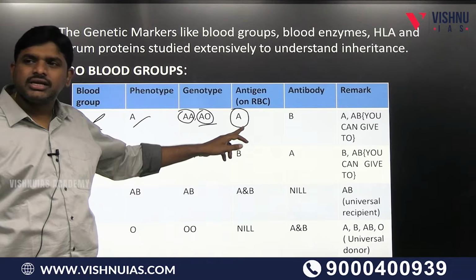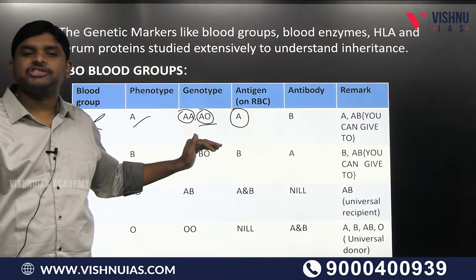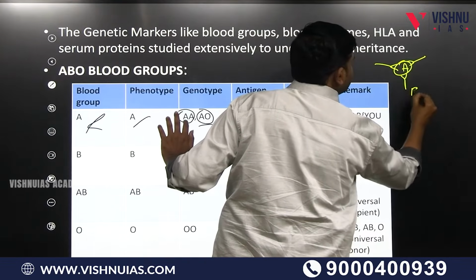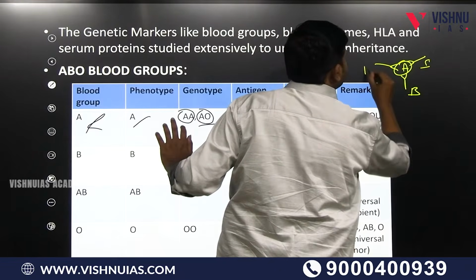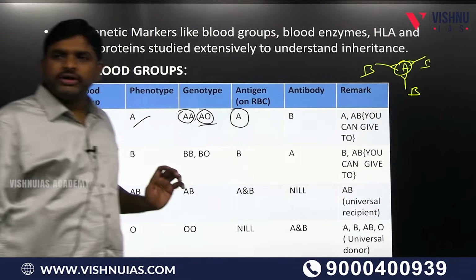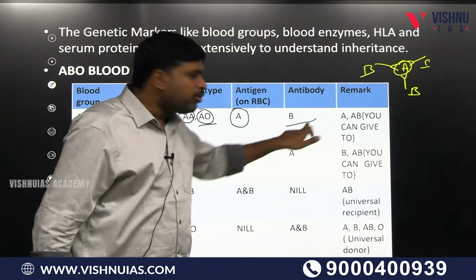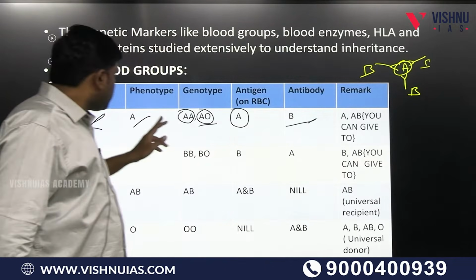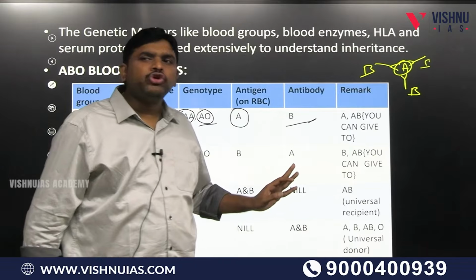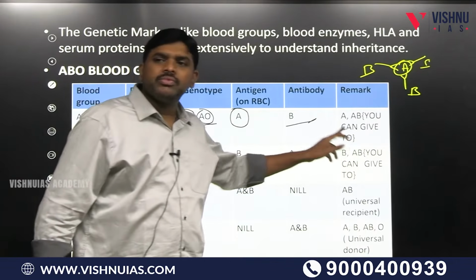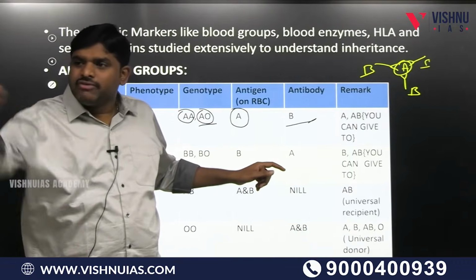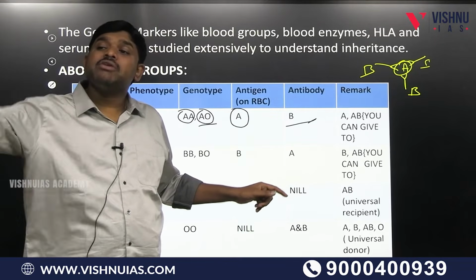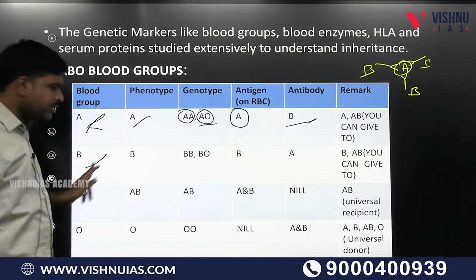What is that antigen called? A. Every time the antibody will be against it. If the antigen is A, then antibody B will be there, linked to it. Then it is called the matching antibody. So the antibody will be the opposite: B. Remark: A can give blood to whom? A can give to A, because I already have A. AB also I can give to. Why? Because in AB, A is present.